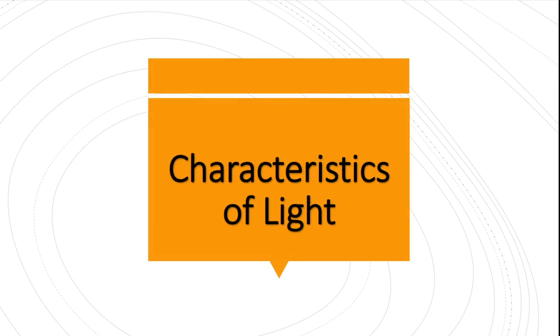Now, we will go to the characteristics of light. We have 7 characteristics of light. First, light travels in a straight line.